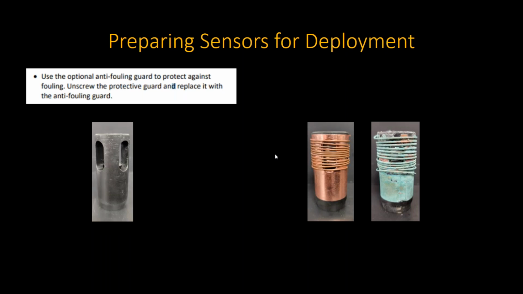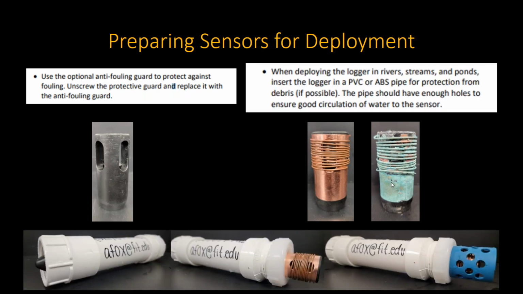And so Onset sells these. We wrap them with additional foil ourselves to help the anti-fouling, because fouling is not your friend. That's one of the things that will challenge us. And so anti-fouling guards are so important. And then along with those, we use some additional anti-fouling things.